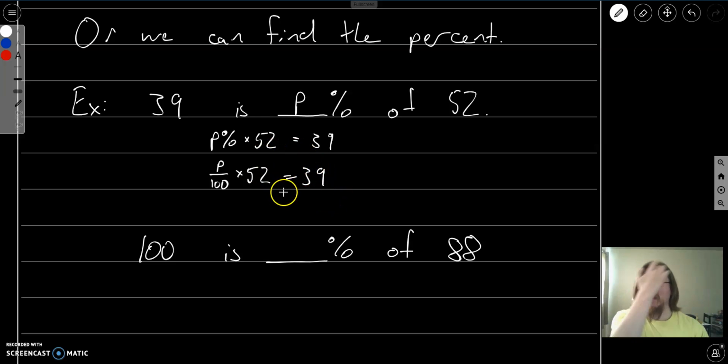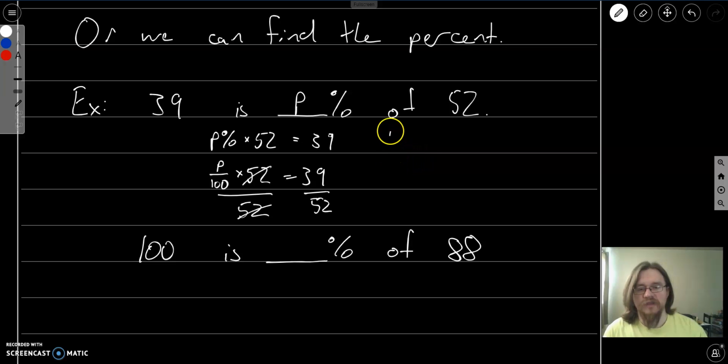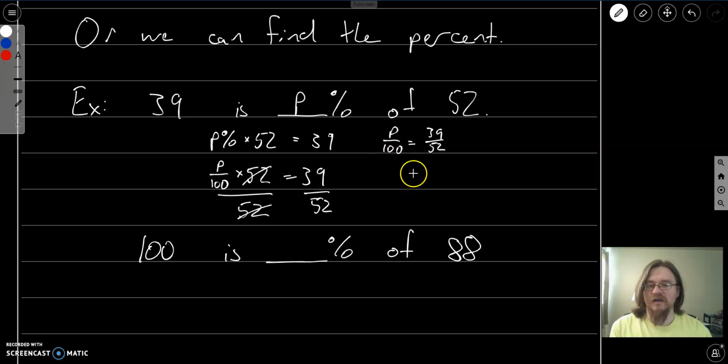When we have this, again, I'm taking p over 100 and I'm taking it times 52. I don't want that times 52 there. So to get rid of the times 52, I have to divide by 52, and whatever I do to one side, I have to do to the other. So those will go away. What's left over, p divided by 100 is equal to 39 divided by 52. And again, if I'm dividing by 100, I don't want to divide by 100. I want to get rid of it.